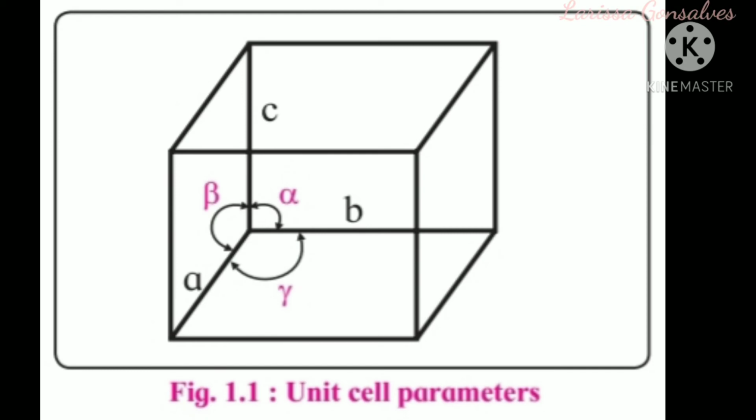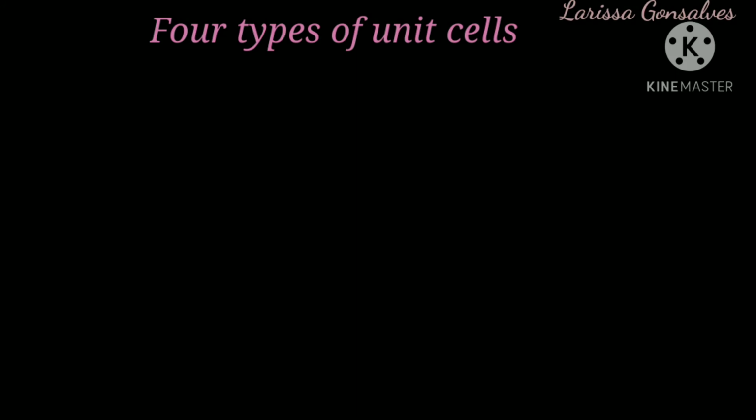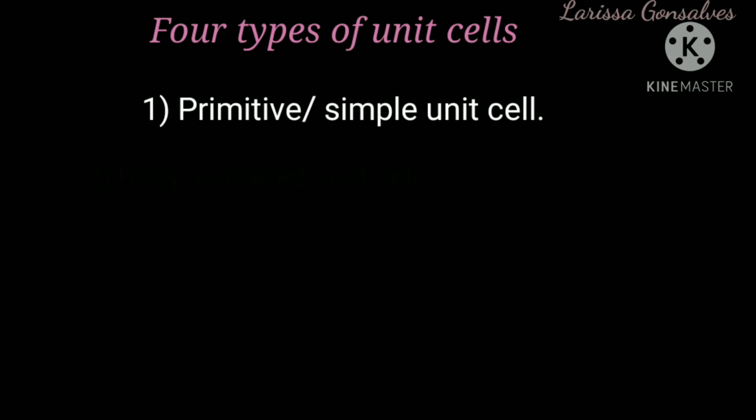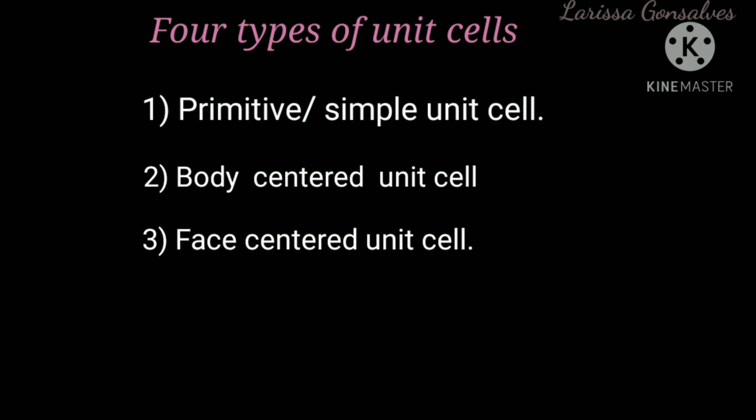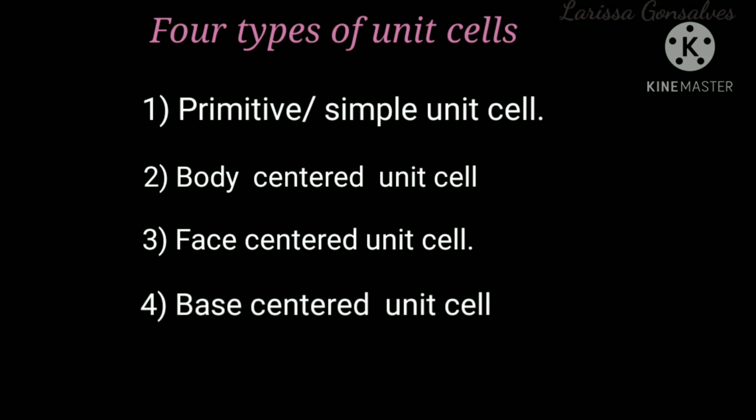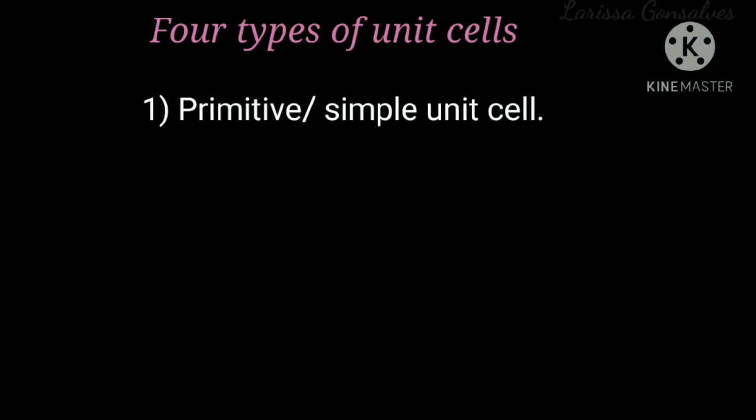This is a picture which shows the unit cell parameters. The dimensions of the unit cell are measured across three axes, namely a, b and c. The angles between these three axes a, b and c are denoted as alpha, beta and gamma respectively. There are four types of unit cells, which are primitive or simple unit cell, body-centered unit cell, face-centered unit cell and base-centered unit cell.